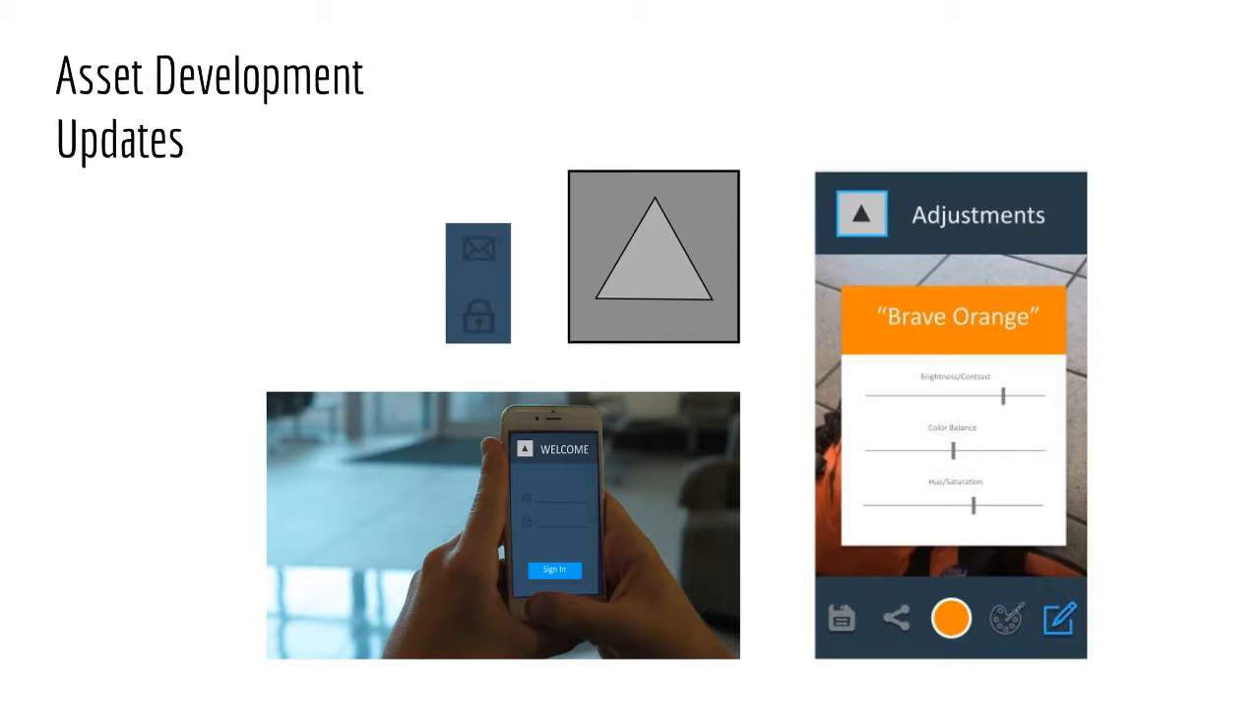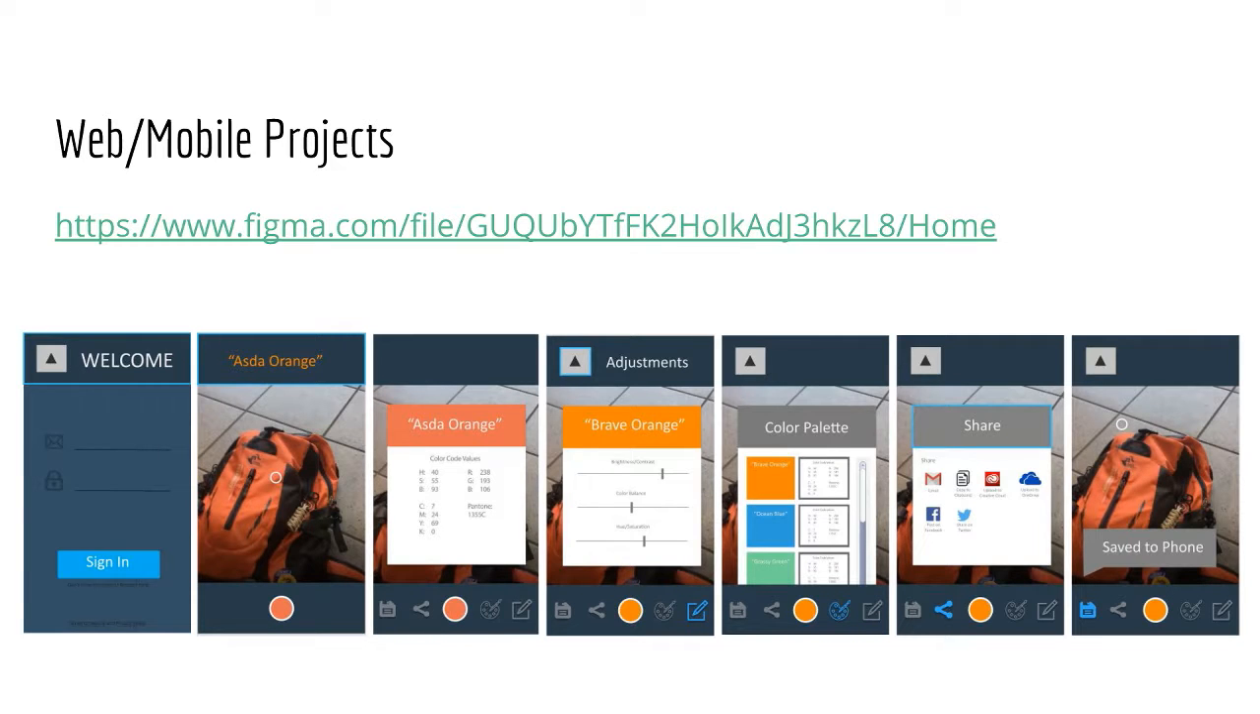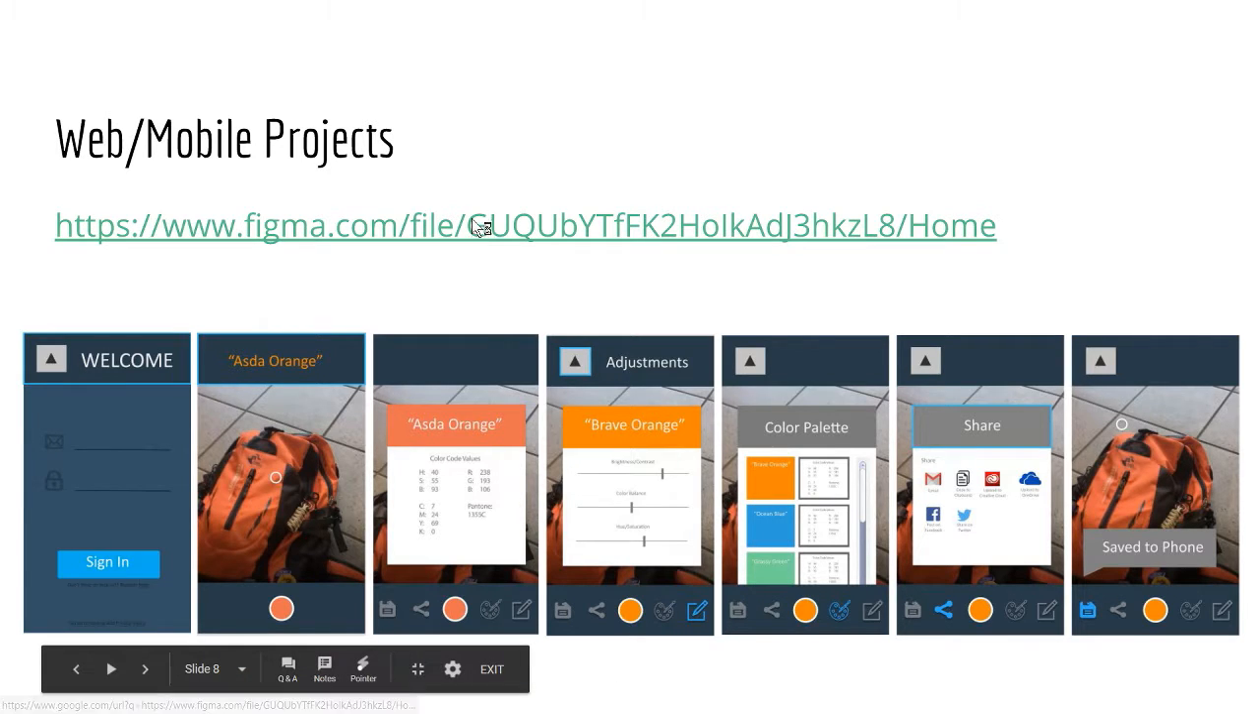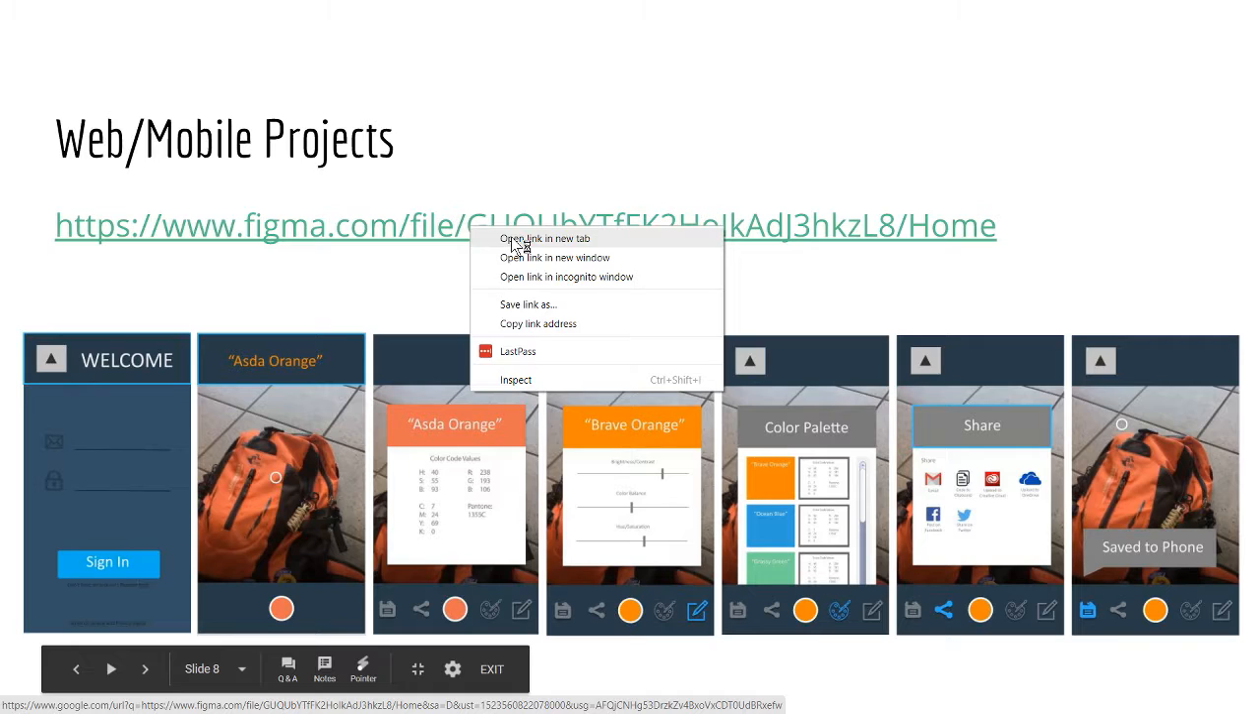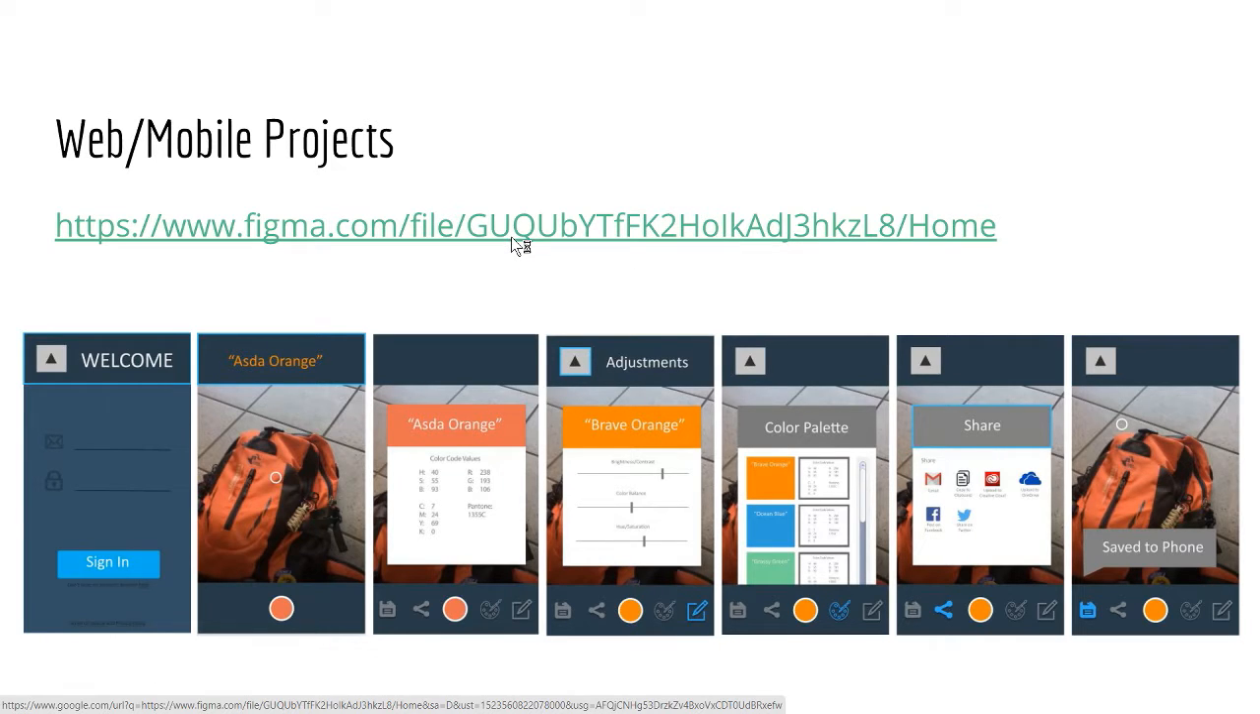The asset development updates. So far we have several icons made, at least an app icon to fill it in. We have the basic UI UX design as well as prototypes and a video in the works. And so our web mobile projects. So these are the mock-ups that we have, and I don't like seeing them like this, which is why I'd rather show you in Figma where we have the clickable prototype. So let me open this up real quick.